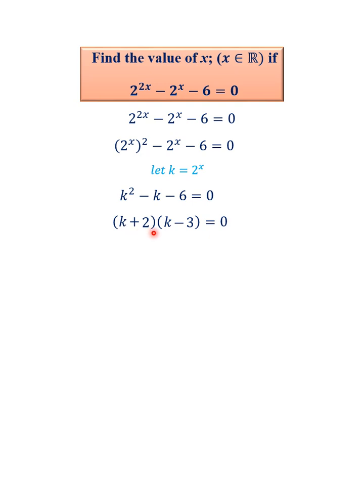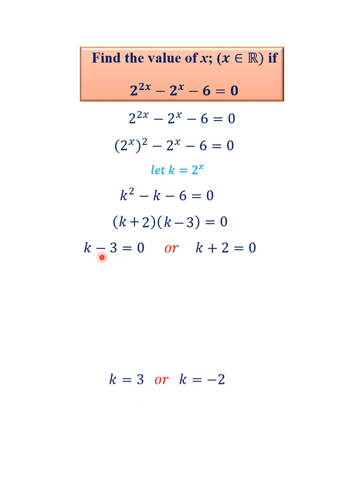So we have k times k to give you k squared, plus 2 times minus 3 to give you minus 6, plus 2 minus 3 to give you minus 1. So we are very correct with the factorization. What this means is that either k plus 2 is equal to 0 or k minus 3 is equal to 0. It is only when one of the factors is 0 that we can have this equation to be 0.